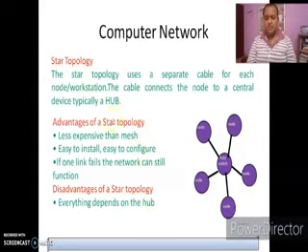Right? So this is the star topology. Star topology makes a connection with each and every individual node. It is in the form of a star; if you join the connections, you can form a star. That's why we know it as star topology.